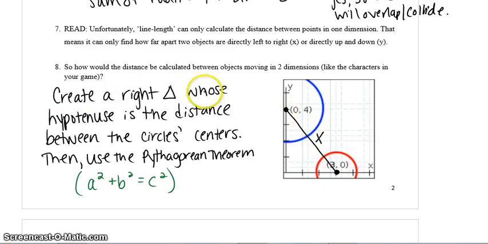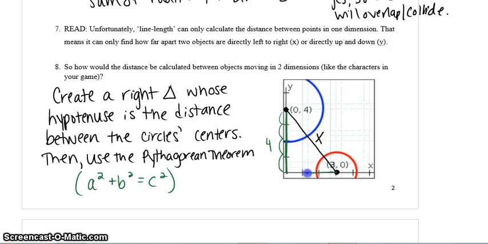Let's create a right triangle whose hypotenuse is the distance between the circles' centers. Then use the Pythagorean theorem, which is a squared plus b squared equals c squared. I already have my hypotenuse drawn and labeled with an x. That's the missing length. If I go straight vertically down from one of my points, I can count that it is 1, 2, 3, 4 units long.